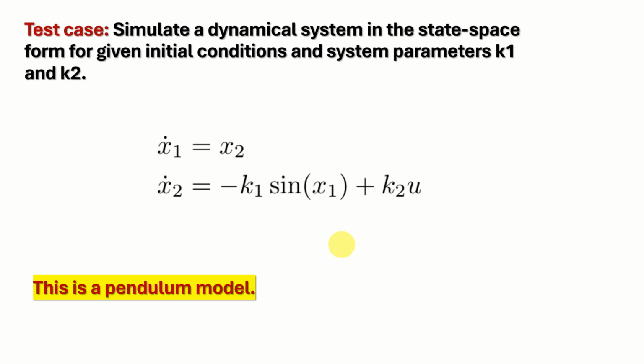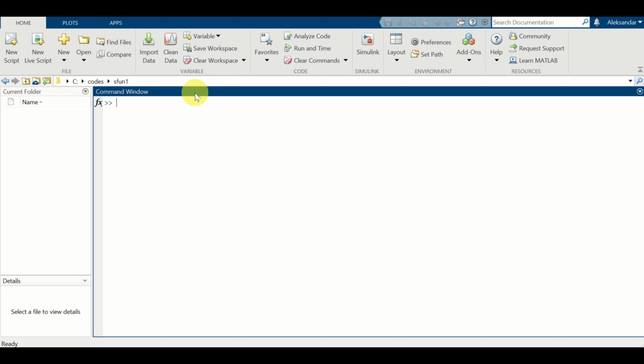Some of you might be familiar with this model. For precise values of k1 that depend on the physical parameters of the model, this is actually a pendulum model. And this model is very popular in the control engineering world. Okay, let's start with implementation.